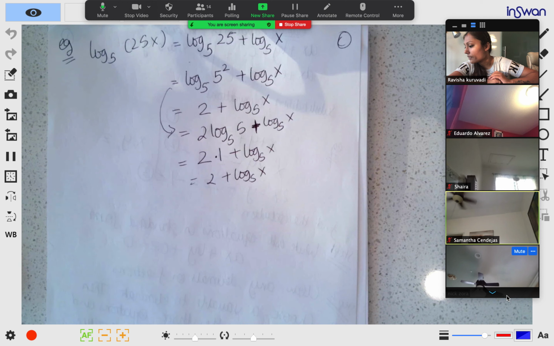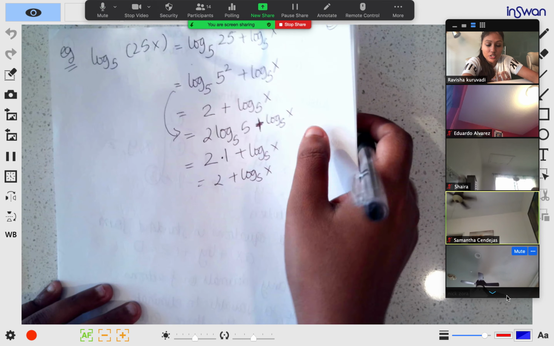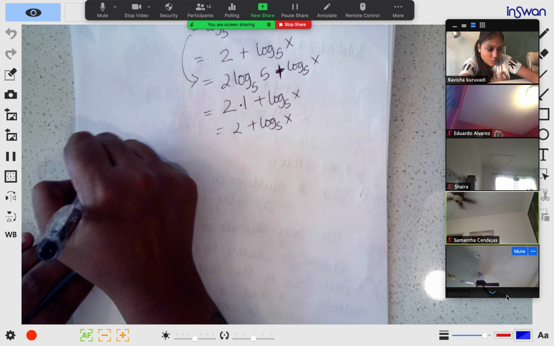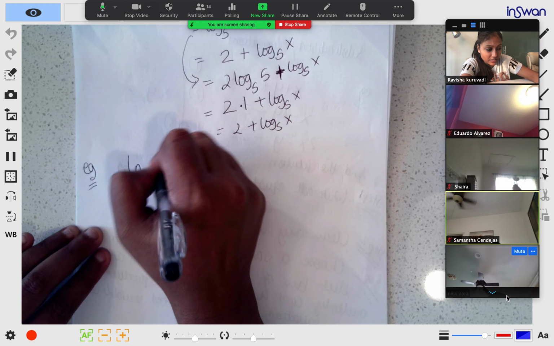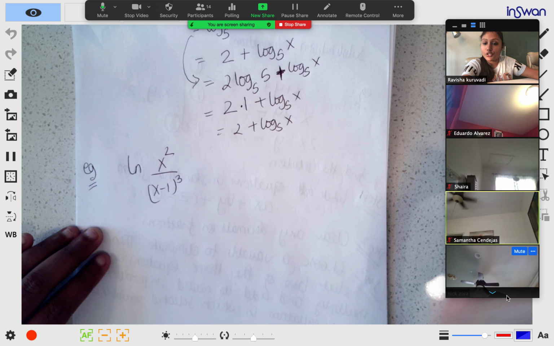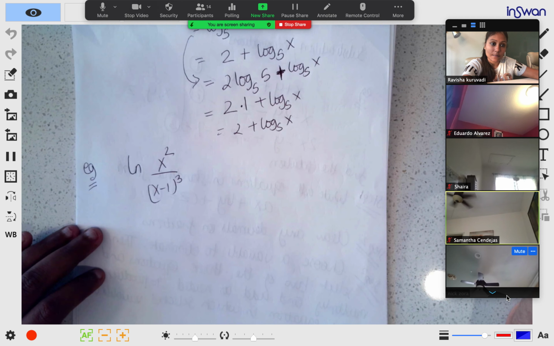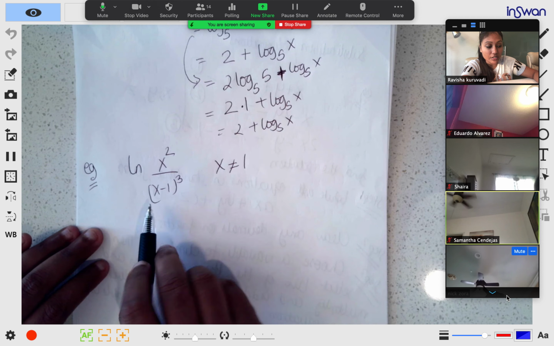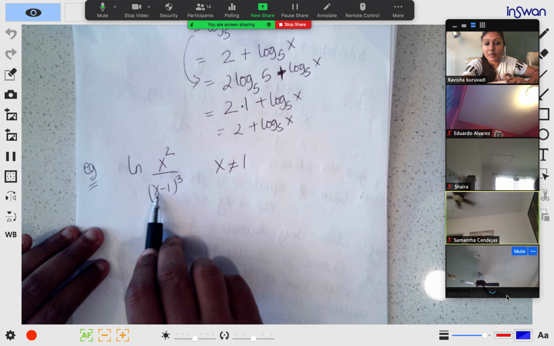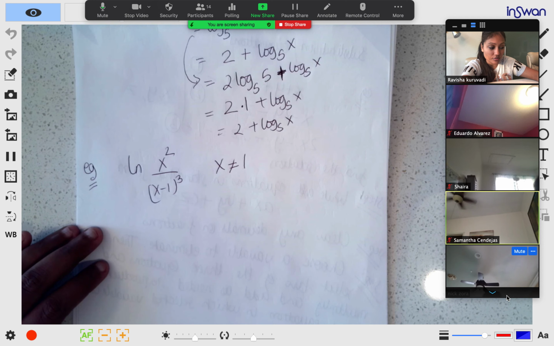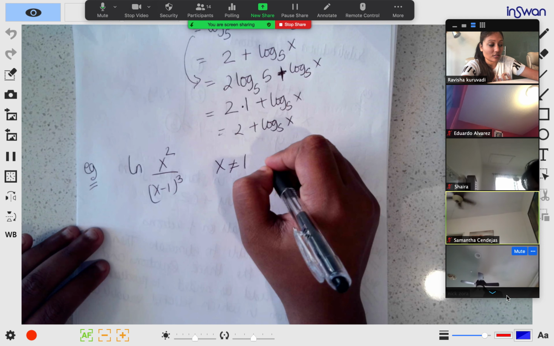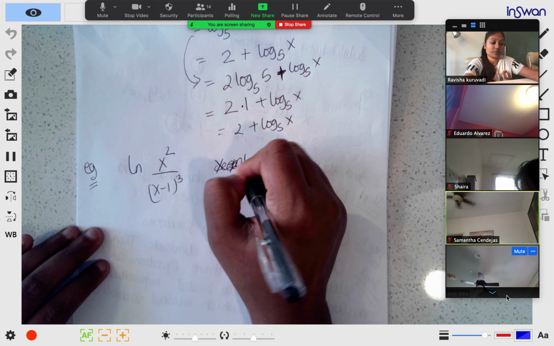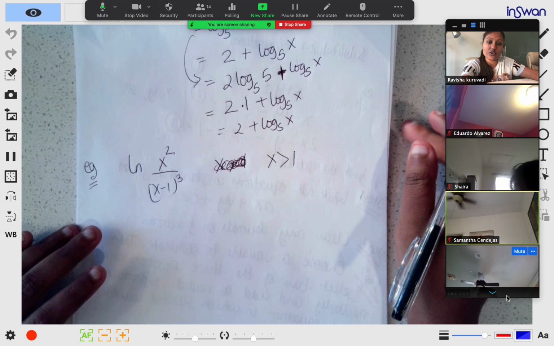No, everyone got it? Okay. So I'm going to go to division now. Suppose they say you need to expand ln of x squared over (x minus 1) to the power of 3. Note my x cannot be equal to 1, because if I put 1 here, my denominator will become 1 minus 1, 0, and I cannot have my denominator as 0. They are saying x should be greater than 1. This is the question given to you, and you have to expand as much as you can.